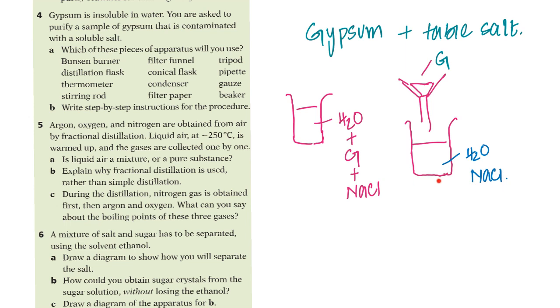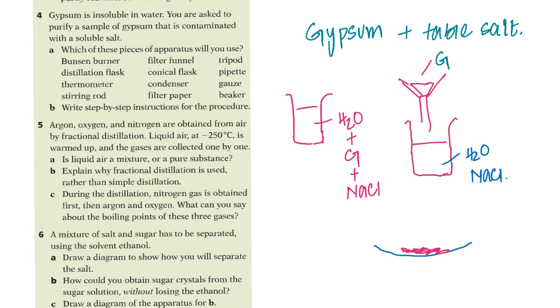Okay. Now once this is done, I'm gonna take this, put it in an evaporating dish, kind of like that, and heat it until only salt is left. So I'll have my gypsum in this filter paper, and I'll leave this to dry, so I'll have pure gypsum, powdered form, whatever this is, and salt over here.